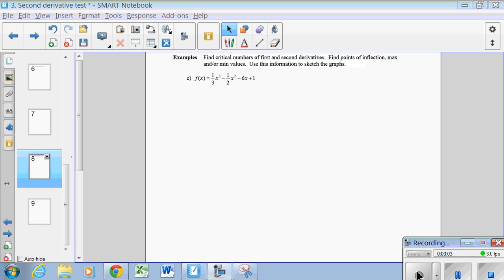So we're going to do example C from lesson 3. When we're finished our example, we want to make sure we can actually draw a sketch. So that's a little bit different than what we've done in the past. We want to be able to sketch what we have here.